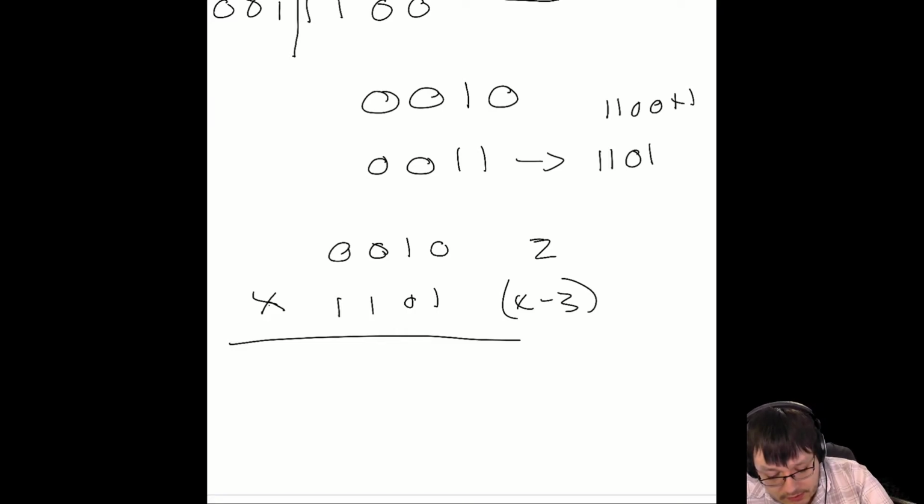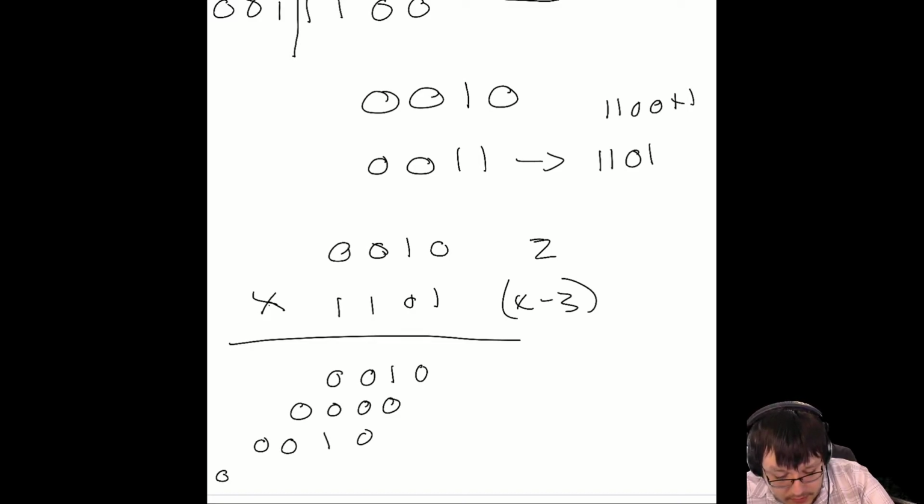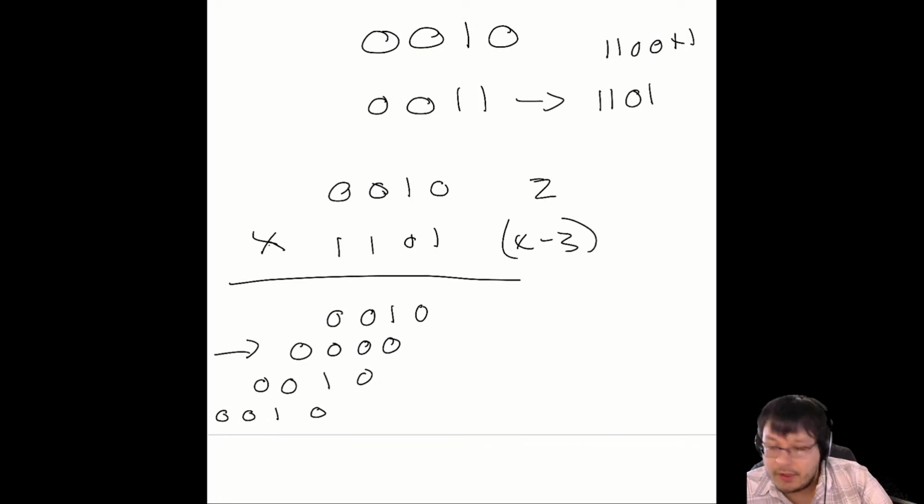So this first line is just going to be 0, 0, 1, 0. The second line is going to be a bunch of zeros. The third line is going to be 0, 0, 1, 0. And the fourth line is going to be 0, 0, 1, 0. Basically, there's no science to this. Whenever there's a 0, I just put zeros in here, because anything times 0 is just 0. And whenever there's a 1, I just copy what's here. That's the nice thing about multiplying in binary, that there's no brain required to do it.